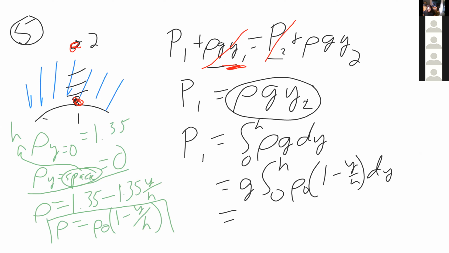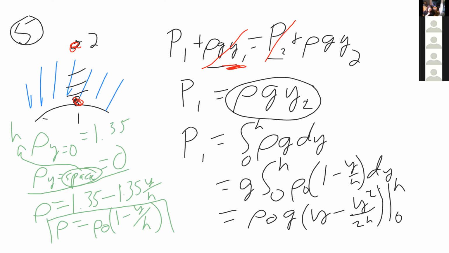And I can integrate that. I know my rho naught will come outside, so I'll have rho naught g. And what is the integral of 1? The integral of 1 will be y, which will give me, when I evaluate my limits, well, let me just write the integral. So we have y minus y squared on 2h, and we need to evaluate it from 0 to h.